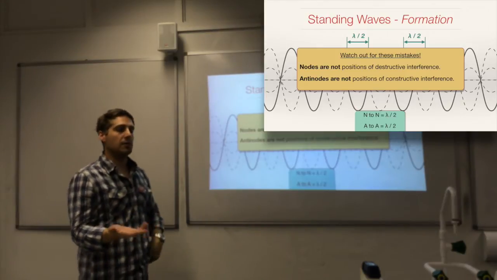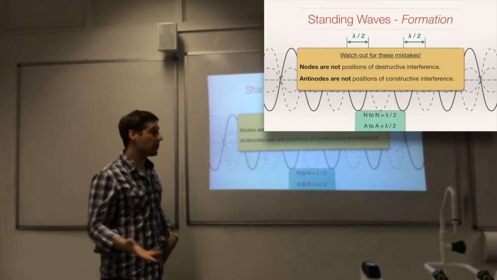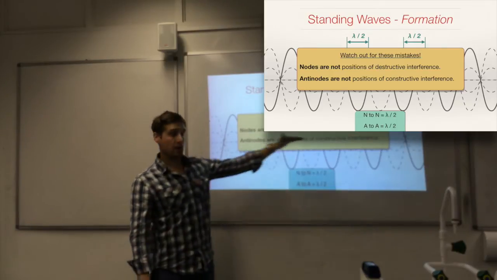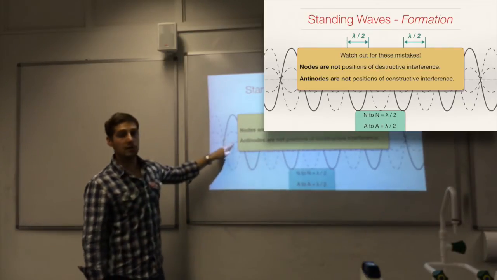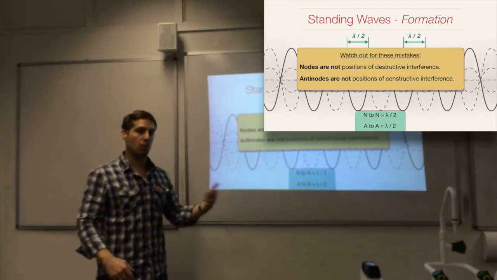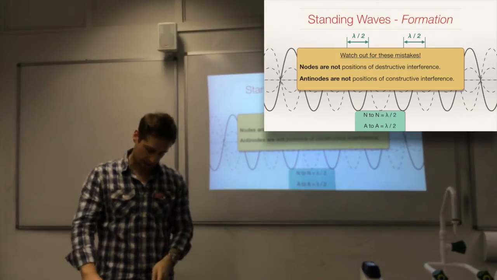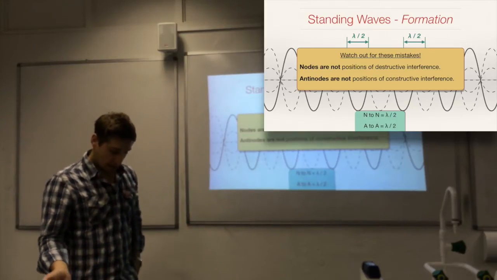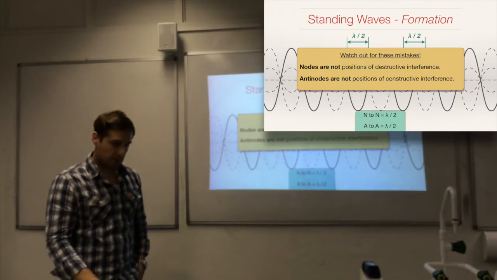And also, antinodes are not positions of constructive interference, because when destructive interference happens, it occurs all the way along the wave, which includes at the positions where there are antinodes. It's just that the whole wave is 0, so it's not wrong to say that it's a position of maximum amplitude, because it is still. It's not less than the zeros anywhere else.